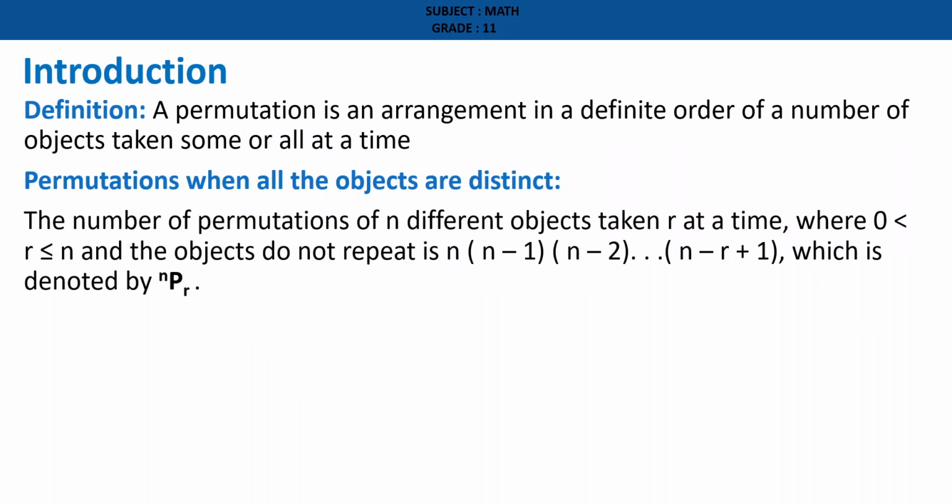The number of permutations of n different objects taken r at a time, where 0 is less than or equal to r, which is less than or equal to n, and the objects do not repeat, is n into n minus 1 into n minus 2 and so on n minus r plus 1, which is denoted by nPr, where P stands for permutations.